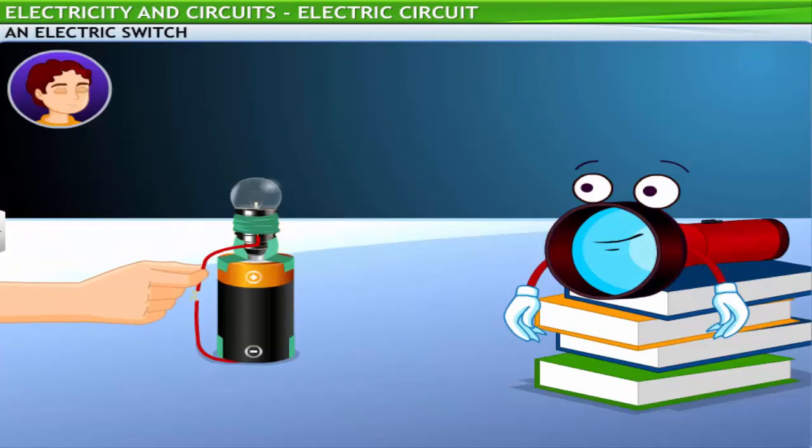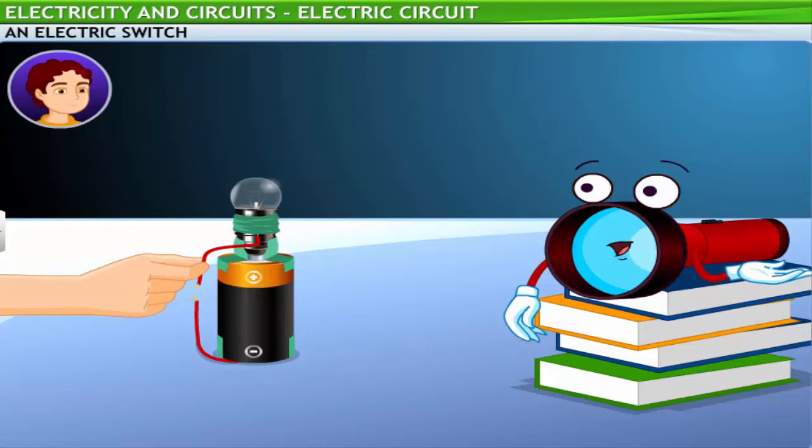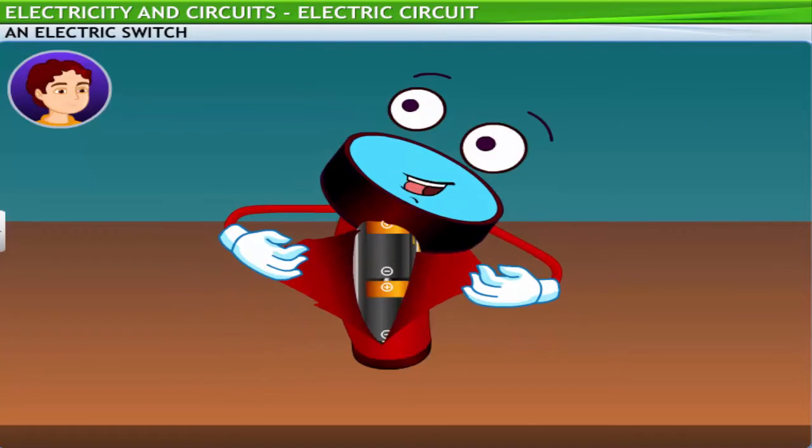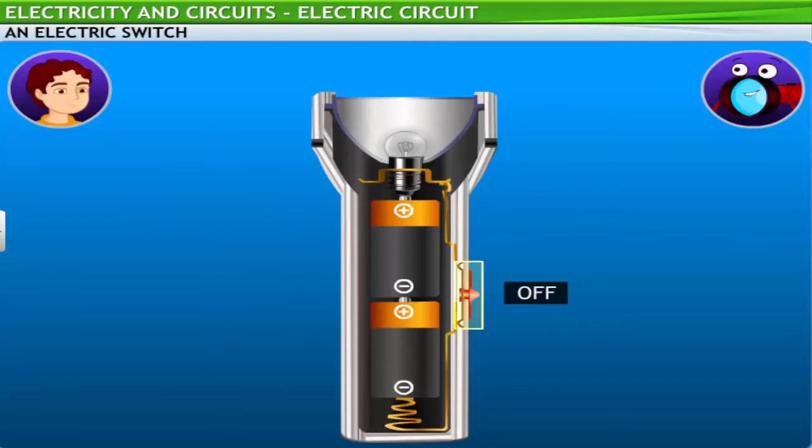Look here. We need to disconnect one of the wires to switch off the battery. But then, you'll need to reconnect the wire manually to get the bulb to glow. Right? Yes, of course. Look at what I have here. This is a switch. You can use this to make it easy to switch the bulb on and off.